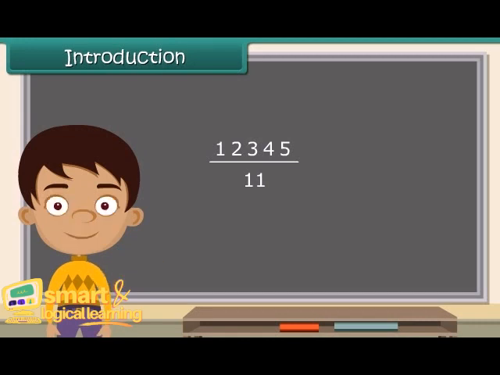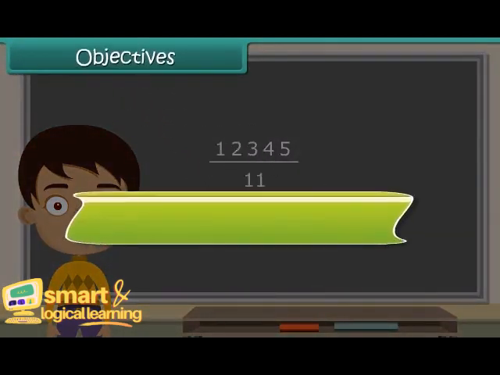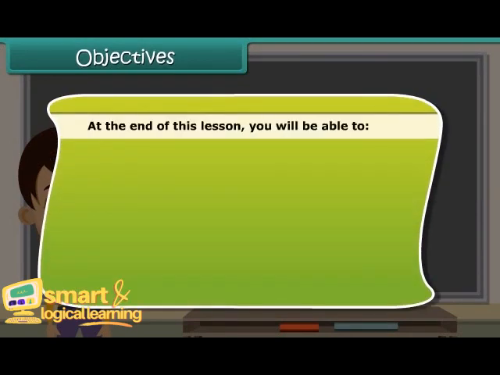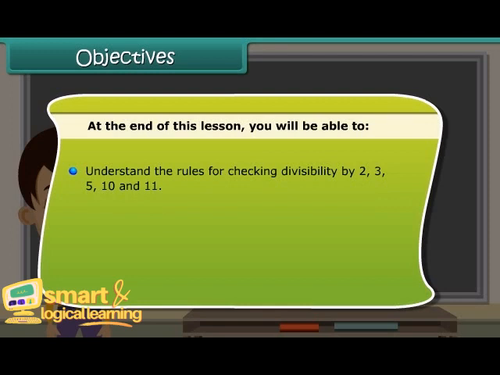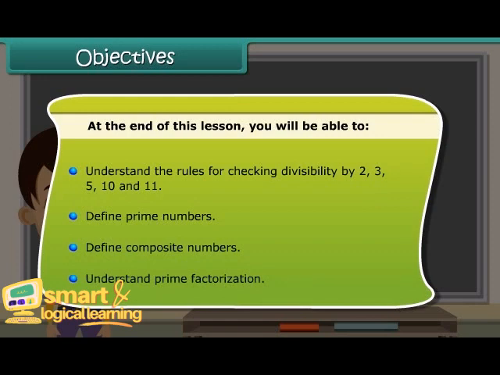In this lesson, you will learn the divisibility rules and factorization of numbers. Objectives. At the end of this lesson, you'll be able to understand the rules for checking divisibility by 2, 3, 5, 10, and 11. Define prime numbers, define composite numbers, understand prime factorization.